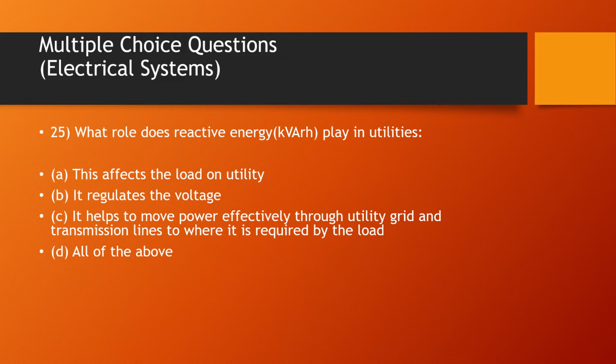And the answer to this question is option C, that is both option A and option B. Now coming to the next question, what role does the reactive energy play in utilities? Option A is this affects the load on utility. Option B is it regulates the voltage. Option C is it helps to move power effectively through utility grid and transmission lines to where it is required by the load. Option D is all of the above. And the answer to this question is D, all of the above.